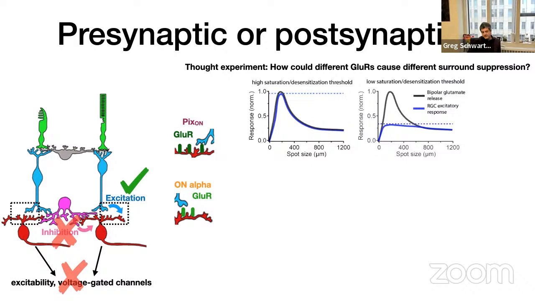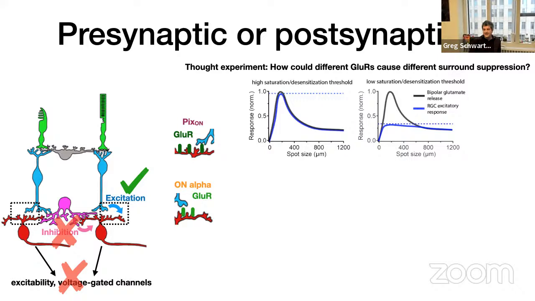Let me take you through a thought experiment. This is not data. This is a thought experiment about how that could impact surround suppression. Let's imagine for a moment that bipolar cell glutamate release, which is shown in the black trace, has surround suppression. So it has very large glutamate. The bipolars release a lot of glutamate for a 200 micron spot and much less for a 1200 micron spot. So that's the black trace. If you've got high saturation or desensitization thresholds in your glutamate receptors, then your excitatory input is going to pretty much follow the bipolar cell glutamate release. So you have a blue curve that basically follows the black curve. But now on the right, imagine that you have low saturation or desensitization thresholds, and you are just saturated at 30 or 40% of the glutamate release from the bipolar cell.